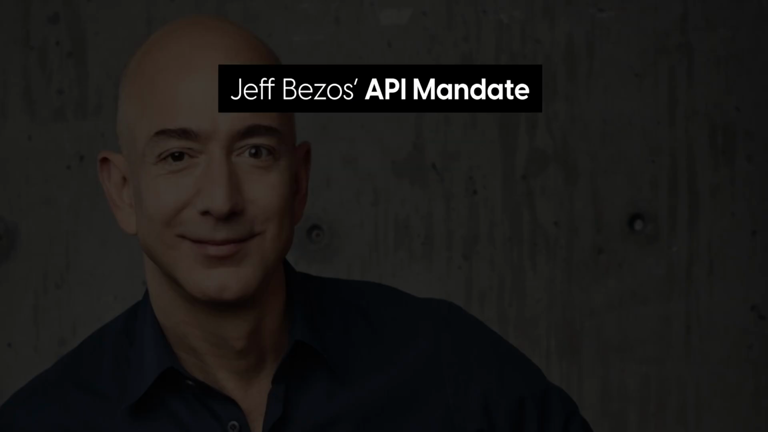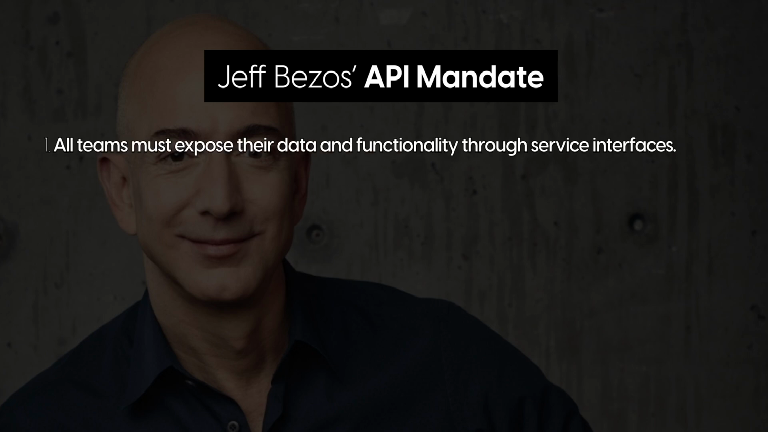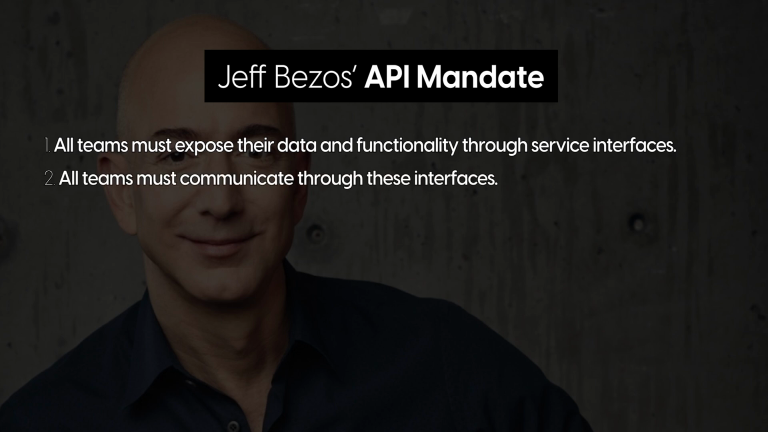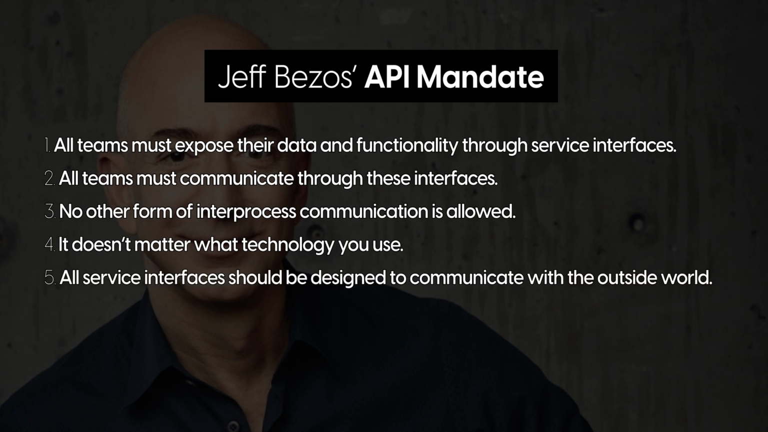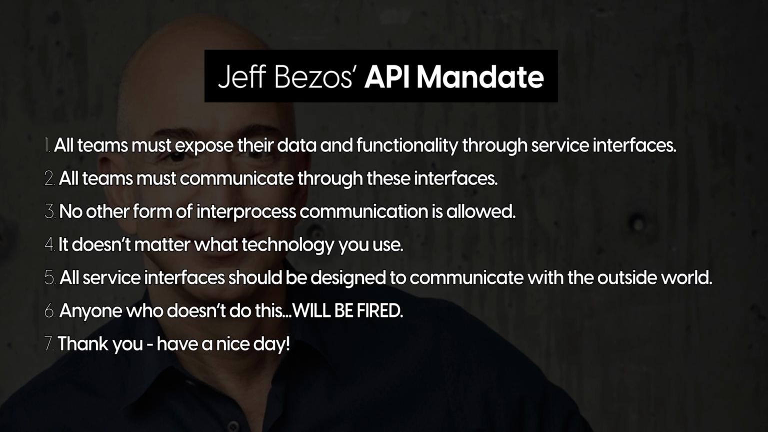Number 1, all teams must expose their data and functionality through service interfaces. Number 2, all teams must communicate through these interfaces. Number 3, no other form of inter-process communication is allowed. Number 4, it doesn't matter what technology you use. Number 5, all service interfaces should be designed to communicate with the outside world. Number 6, anyone who doesn't do this will be fired. And number 7, thank you. Have a nice day. Seems a little passive-aggressive at the end, doesn't it?